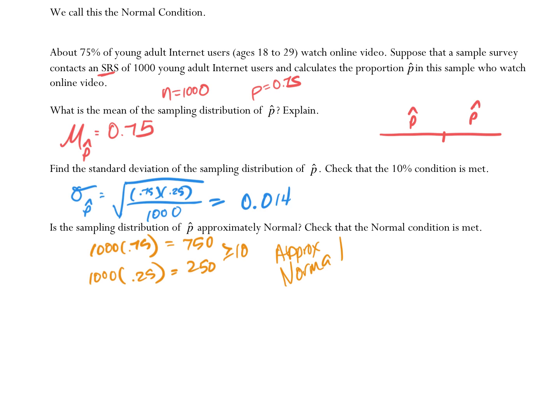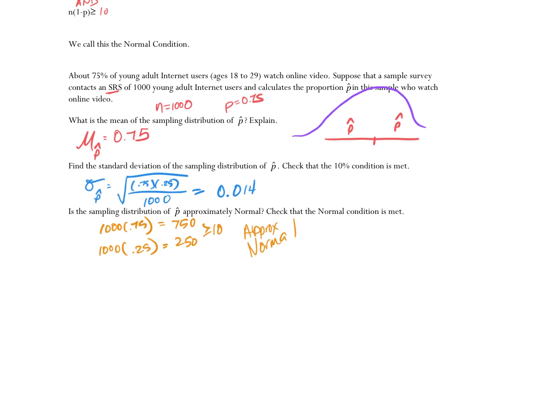All right, I'm going to change the rules on you. What if instead I said n equaled 9,000? So I multiplied my sample size by 9. What will change? What will stay the same? Will the mean change if I multiply my sample size by 9? Yes. No.